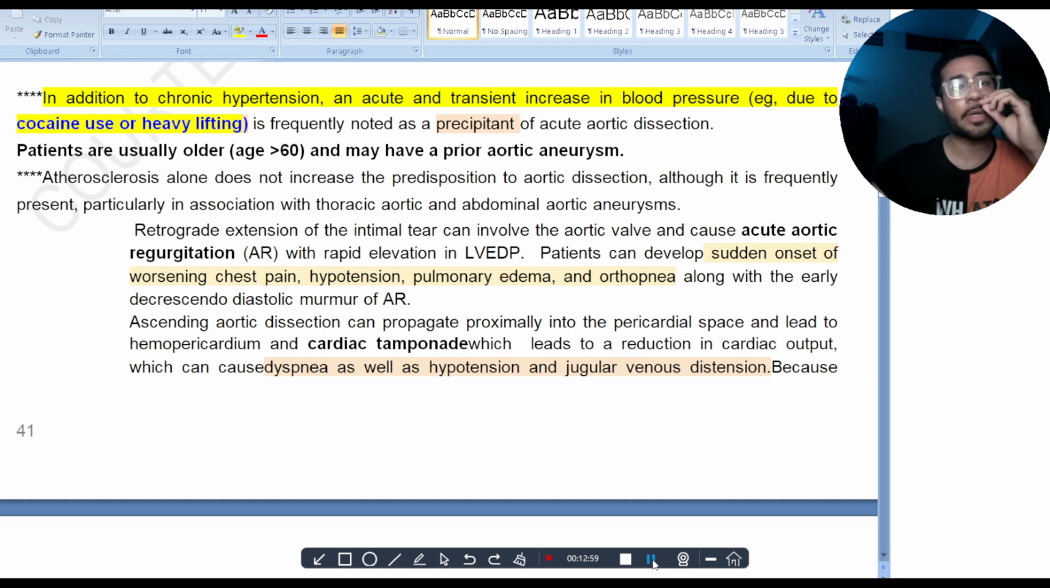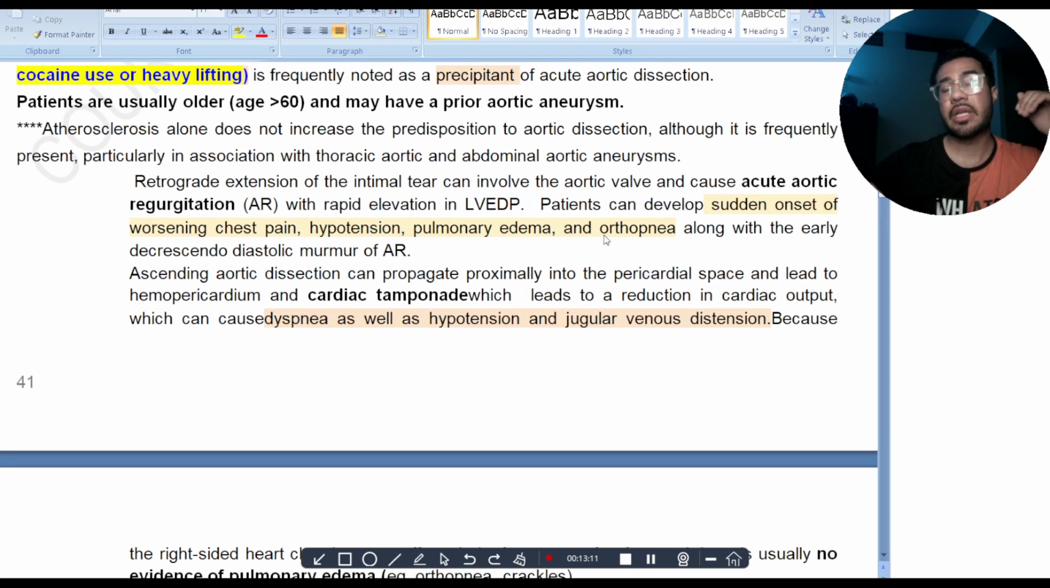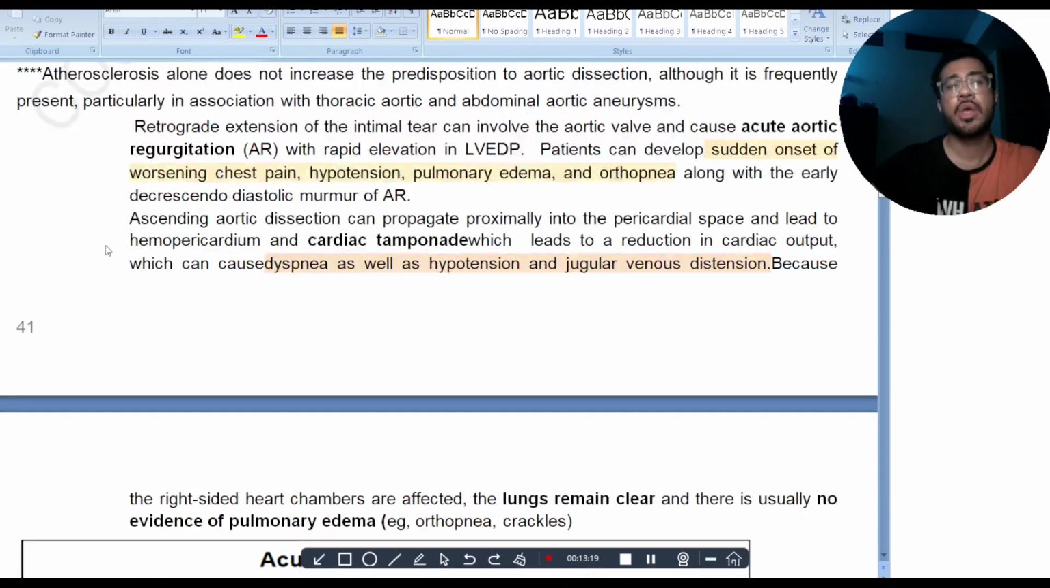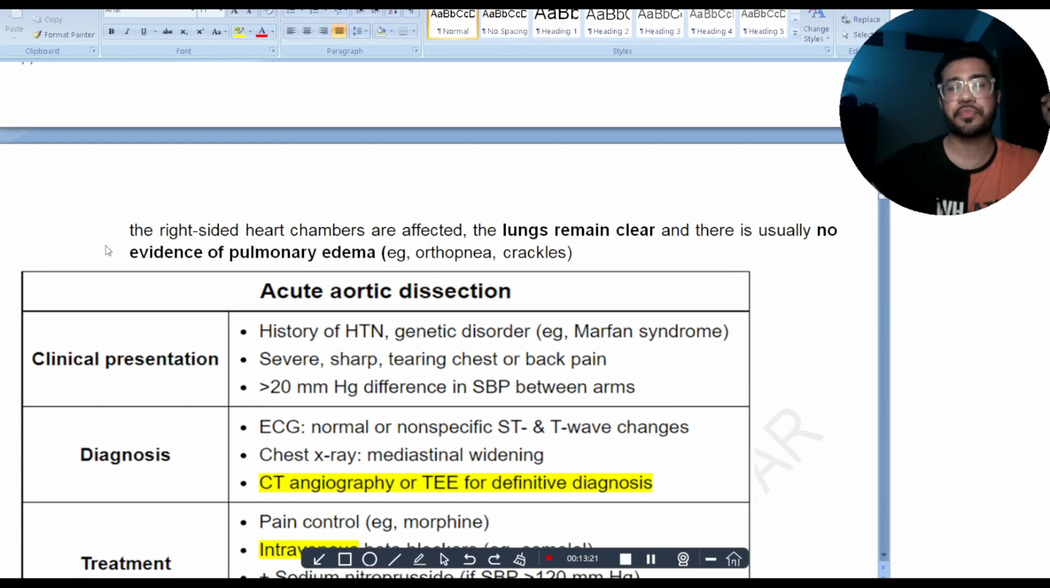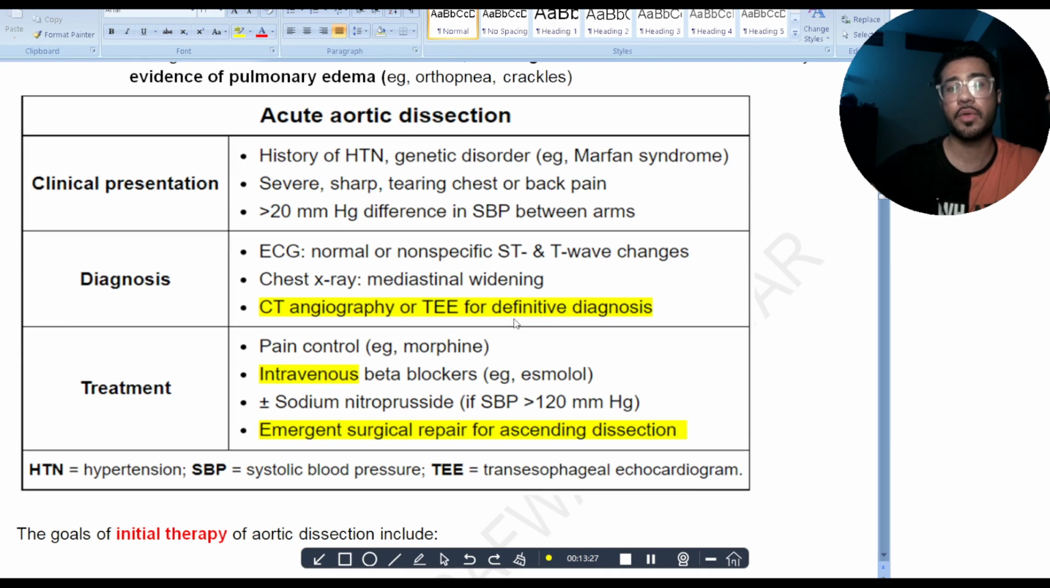You're going to get hypotension because the blood is not filling the ventricles and thus it's not pumping the blood forward. But you are not going to get pulmonary edema when it comes to tamponade, whereas with aortic regurg, yes, you will. So these are just simpler explanations to a bigger cause. Once you identify this, you're going to be able to localize the reason. Because the right-sided heart chambers are affected, the lungs remain clear in cardiac tamponade. I already told you guys.